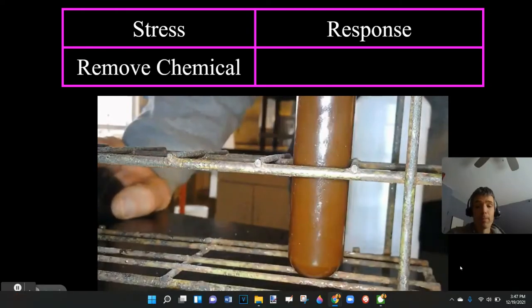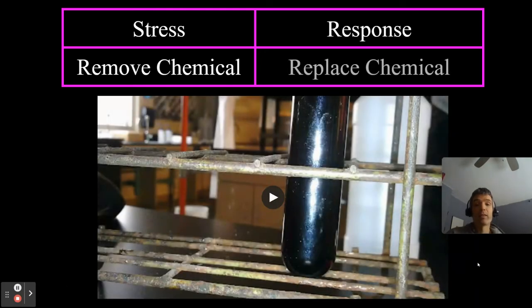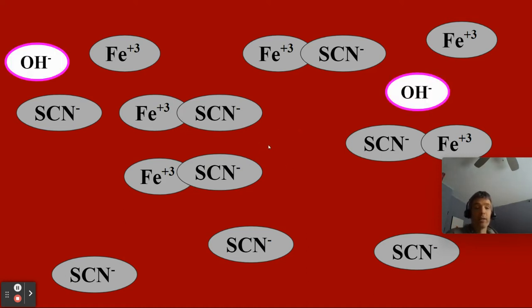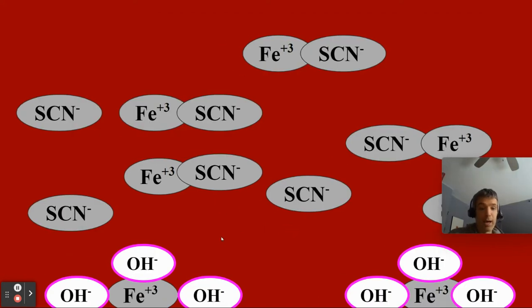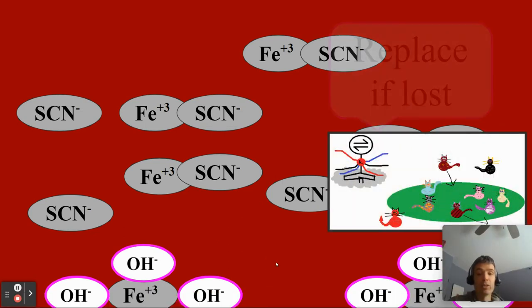All right. And the answer to removing is replacing the chemical. Now, here we go. We got this red color. We got iron thiocyanate. Now, I was adding hydroxide. Hydroxide and iron form an insoluble compound. All right. And then what do things that are insoluble do? They fall out of the water. All right. And they precipitate out. Beautiful reaction. And this is going to be like, hey, I lost some chemical. I need to replace it.